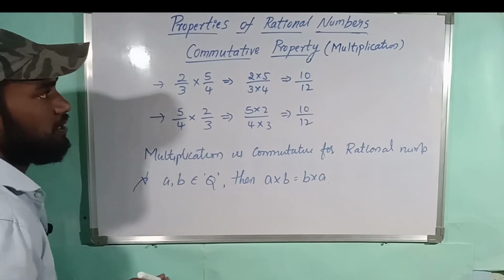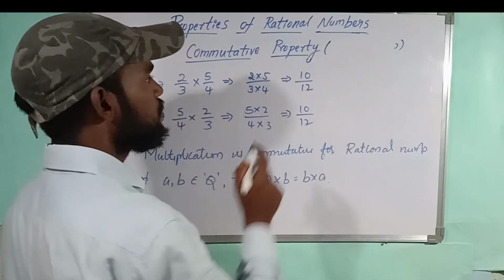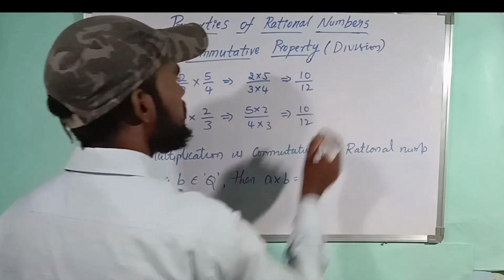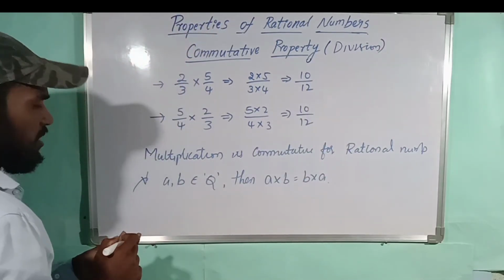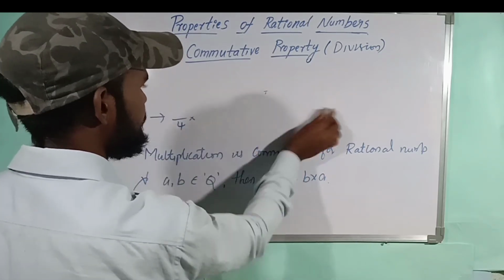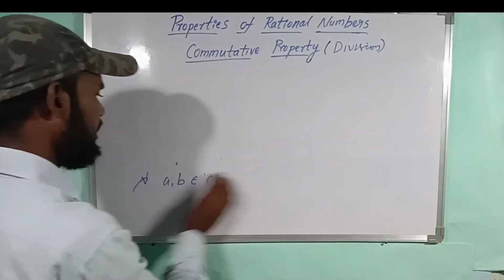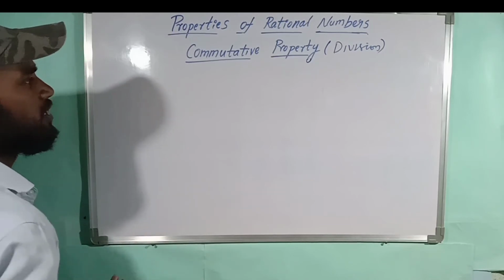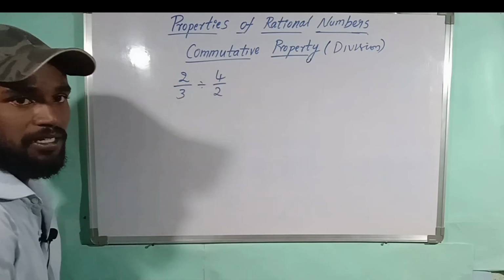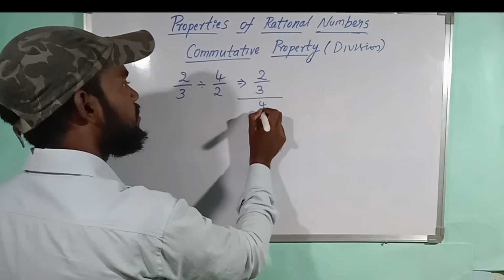Now we are moving to division. Division for rational numbers. Take any two rational numbers and divide them. It's very easy. Take 2 by 3 divided by 4 by 2. Now I am going to divide them. 2 by 3 divided by 4 by 2.